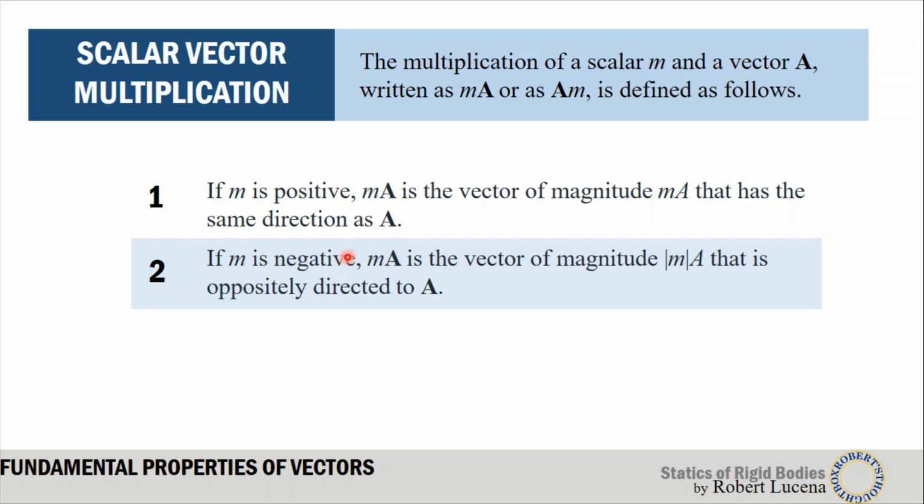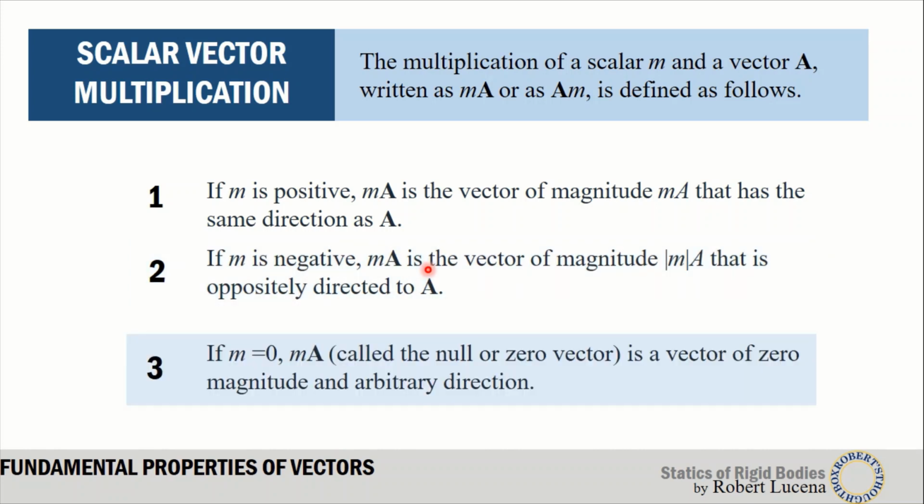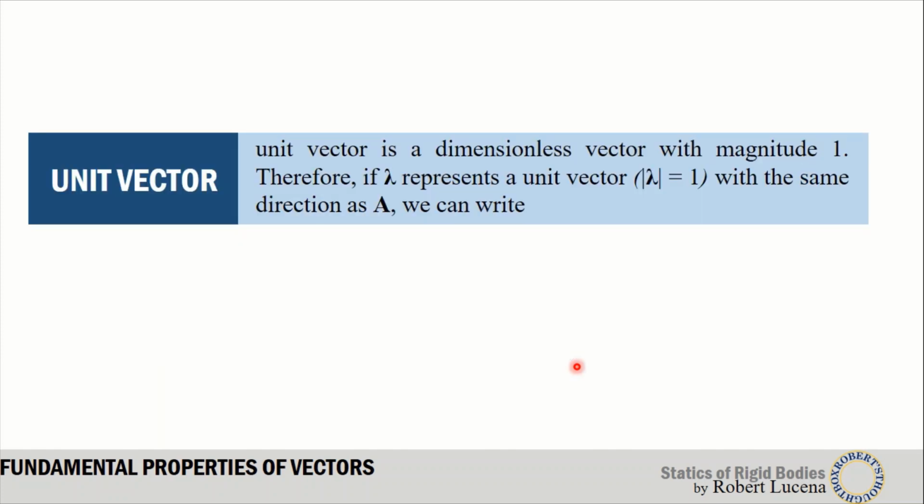But if M is negative, the magnitude would still be MA, however, it would be opposite to the original direction of vector A. Now, if M is 0, this would be a null or zero vector, because if you multiply 0 to a vector, it would have a zero value.